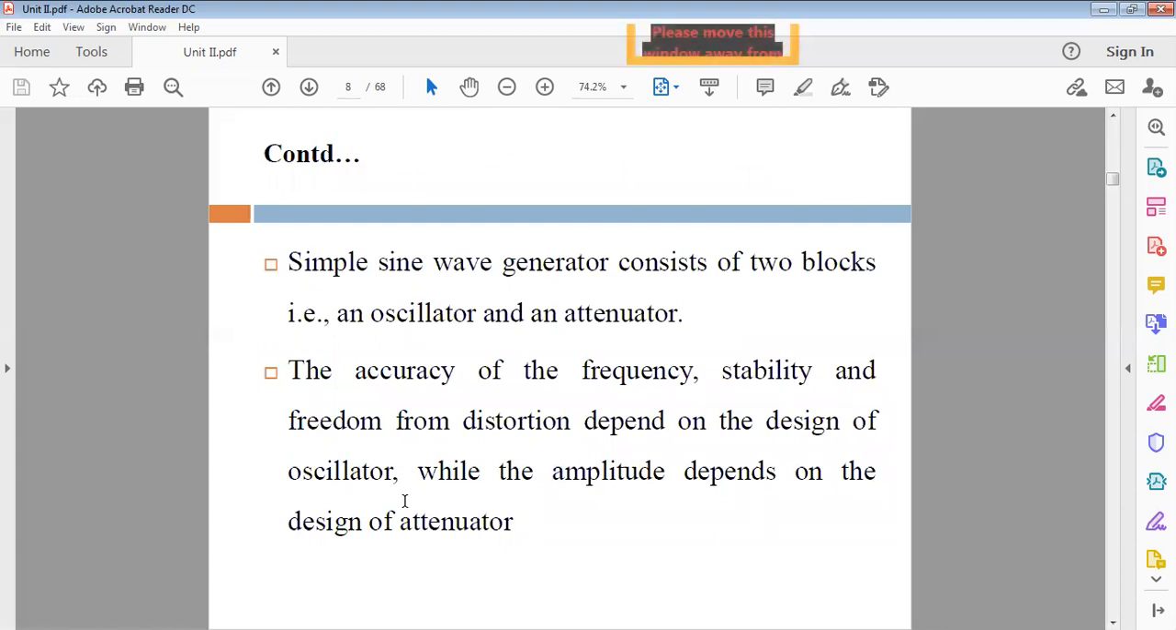Let us see. A simple sine wave generator consists of two blocks: one is an oscillator and the other one is an attenuator. The accuracy of the frequency, stability, and freedom from distortion all depend upon the design of the oscillator, while the amplitude depends on the design of the attenuator.